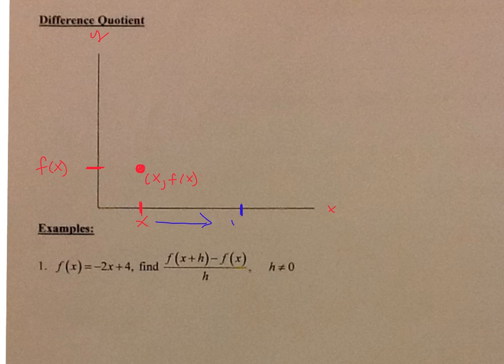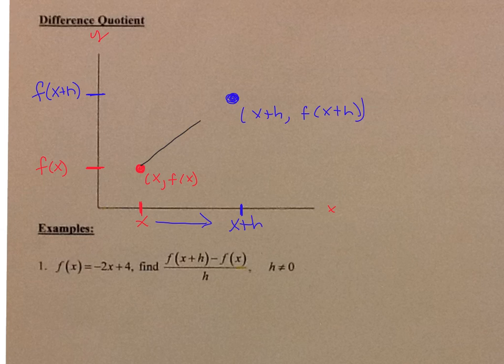So then this point here would be x plus h. And then therefore my y value would be f of x plus h. So this point up here would be x plus h, that's my x value, comma my y value, which is f of x plus h.